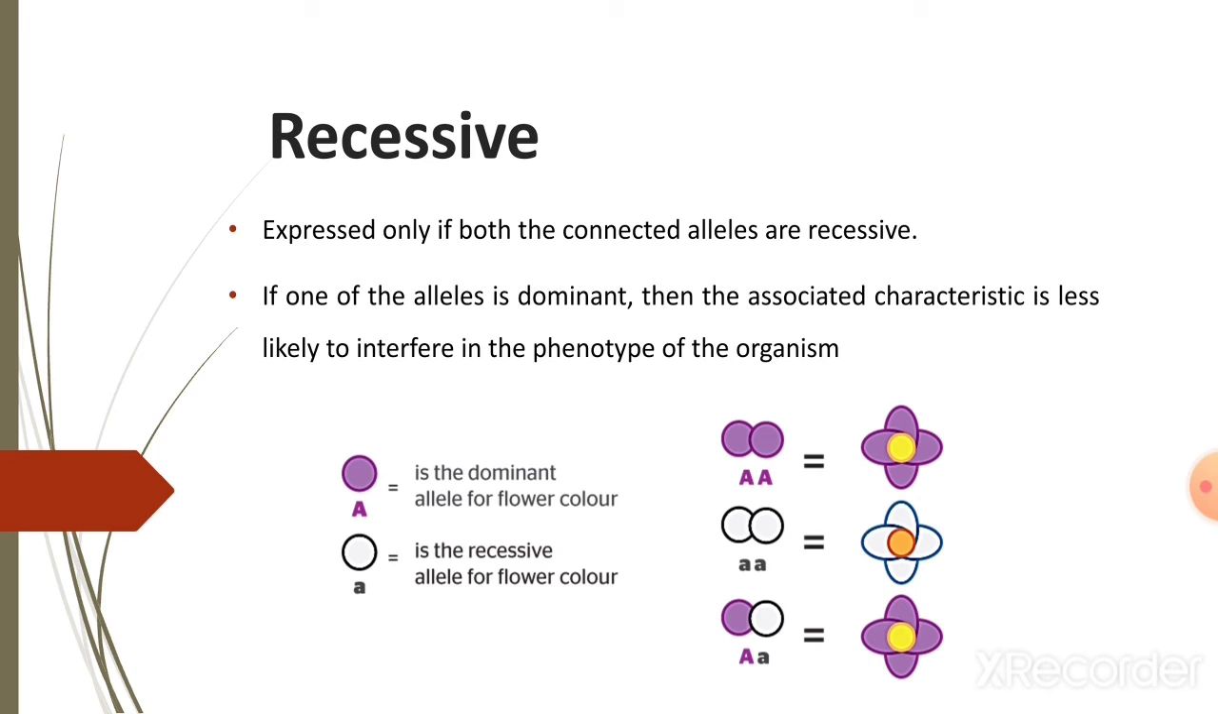But in the third condition, there is the presence of both the alleles, that is capital A and small a. But the presence of the small a allele does not make any contribution to the phenotype, meaning the color of the flower. Only the trait of the capital A allele is expressed and it suppresses the small a allele's characteristic or its effect. So the small a allele is the recessive allele. So this is all about the recessive condition.